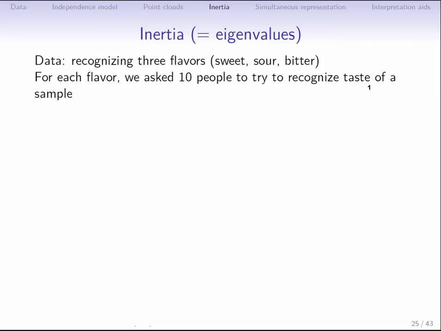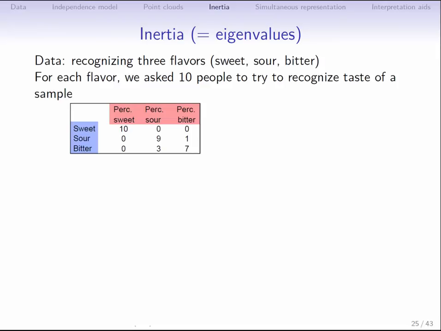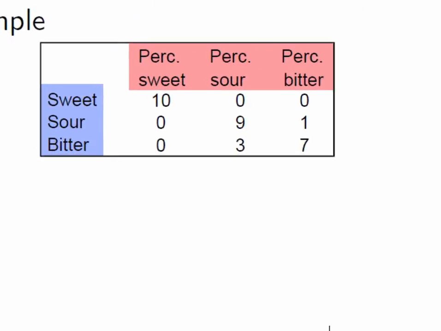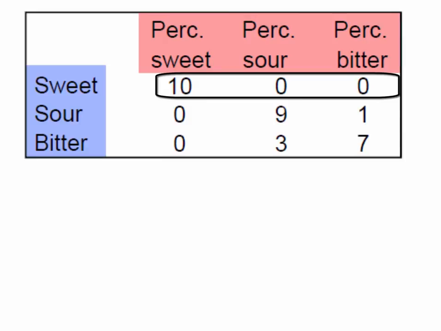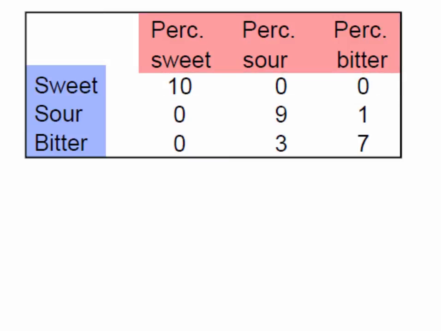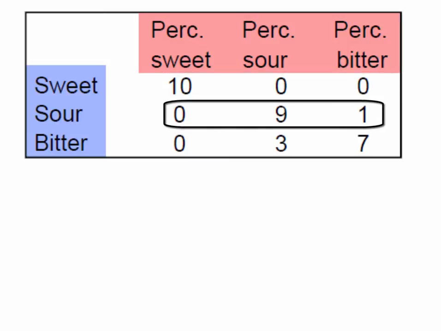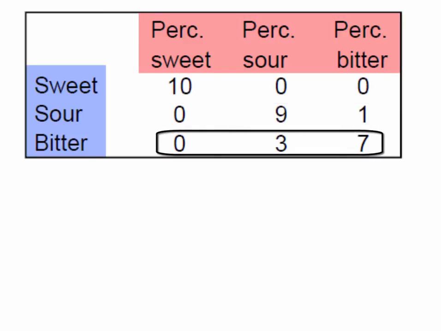This data is about recognizing three tastes: sweet, sour, and bitter. The experimental design is, for each taste, we have asked 10 people to try and recognize the taste of a sample they are given. Here is the little data table of results. Let's read it row by row. The sweet sample was identified as sweet 10 times out of 10 and never mistaken for sour or bitter. The sour sample was never taken for sweet, but was once mistaken for bitter. Similarly, the bitter sample was never taken for sweet, but 3 times mistaken for sour.